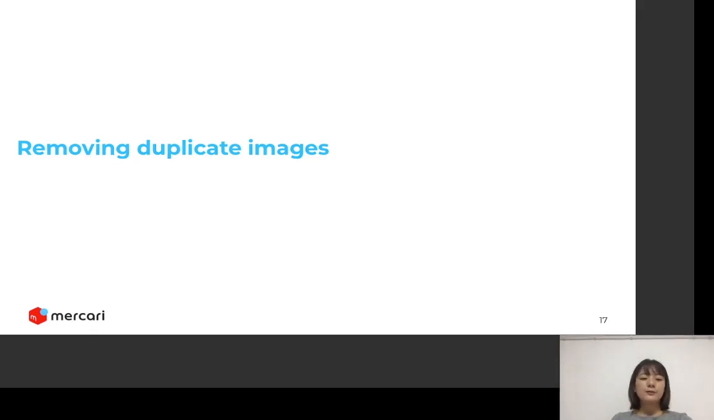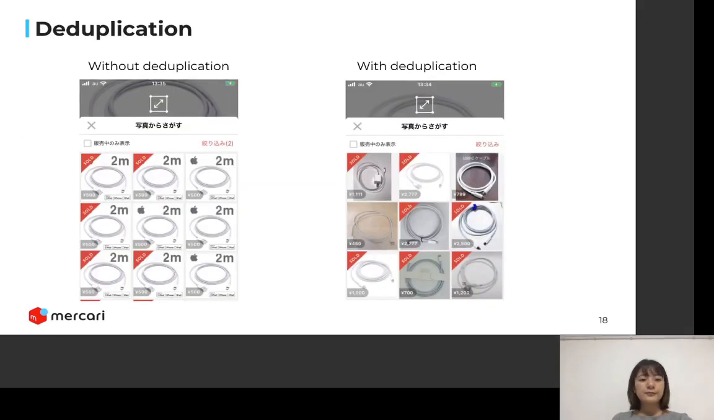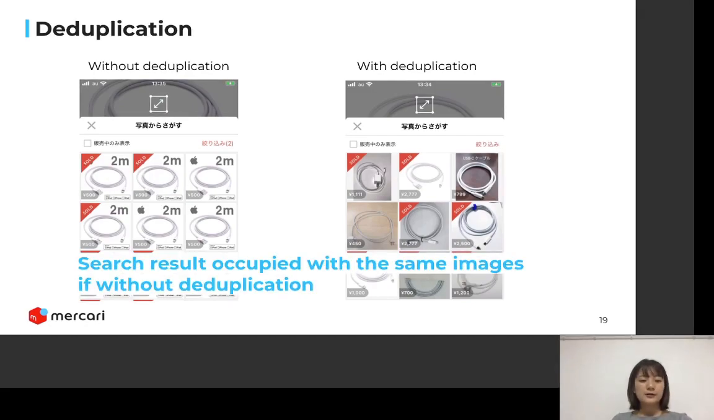Next, I talk about removing duplicate images. In addition, Mercari image search conducts deduplication on the index. Although Mercari prohibits business use, there are still some users who use it for business-like purposes. Such users tend to list a large number of items with the same image. If we include those as they are in the index, the search results may be occupied with many of the same images. This is detrimental to the user experience.